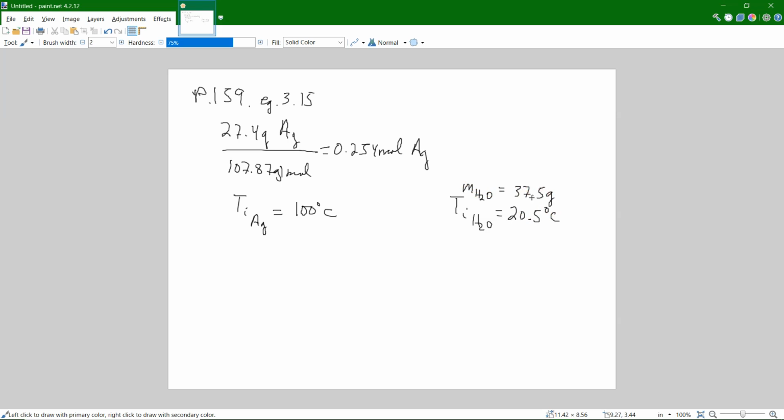So the question is, find the final temperature of the coin in water, right? So you're putting a hot coin into a cold cup of water, not cold, room temperature. So when they reach thermal equilibrium, the temperature is going to be somewhere between 100 and 20.5. My guess is it's going to be closer to the 20.5 than the 100 because water has a higher heat capacity. If I want to find the heat capacity of silver, I got to look that up.